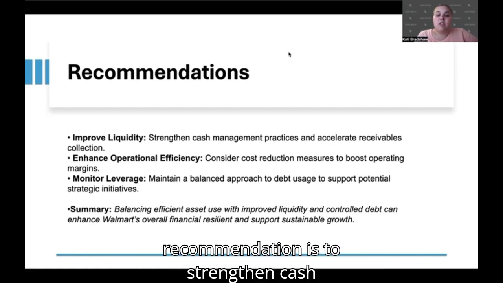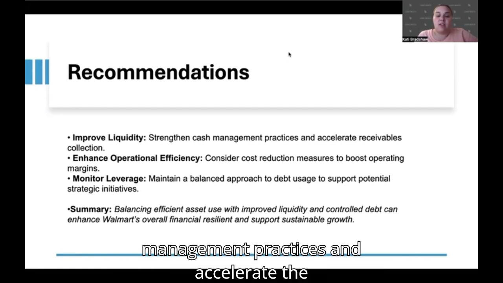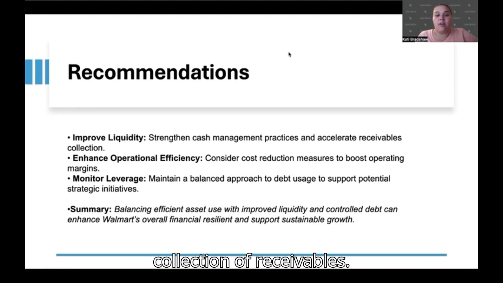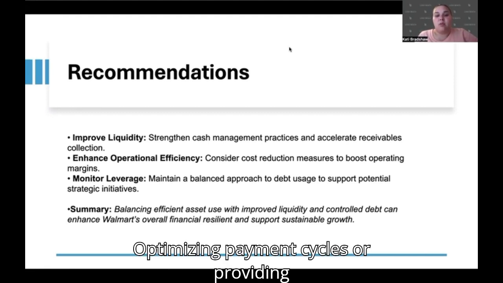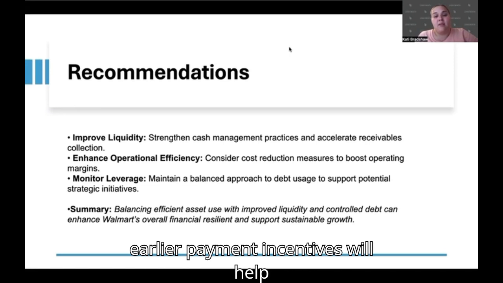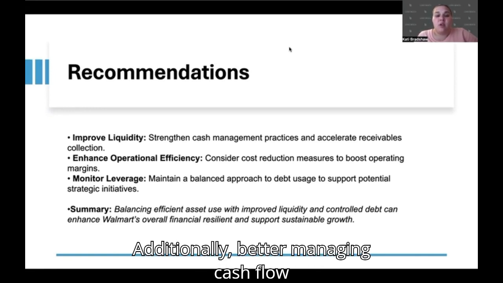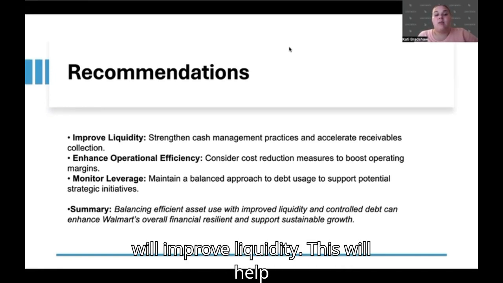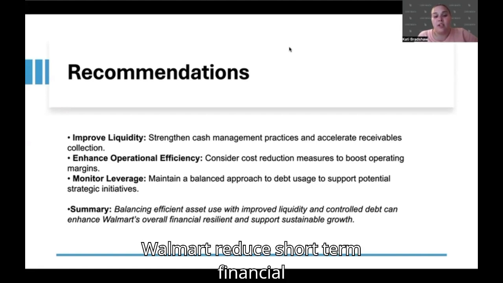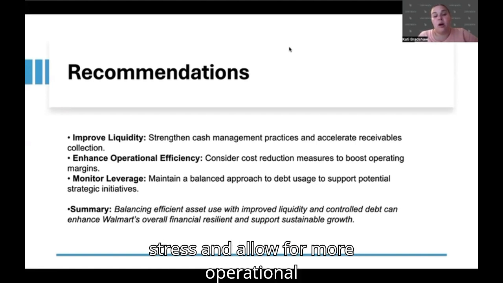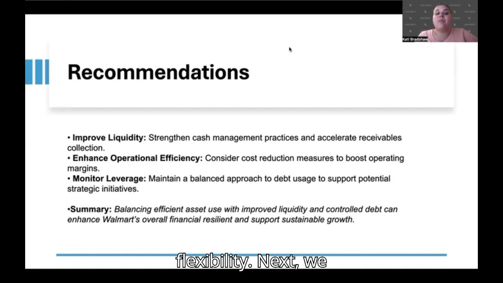Our recommendation is to strengthen cash management practices and accelerate the collection of receivables. Optimizing payment cycles or providing earlier payment incentives will help provide a faster cash inflow. Additionally, better managing cash flow will improve liquidity. This will help Walmart reduce short-term financial stress and allow for more operational flexibility.